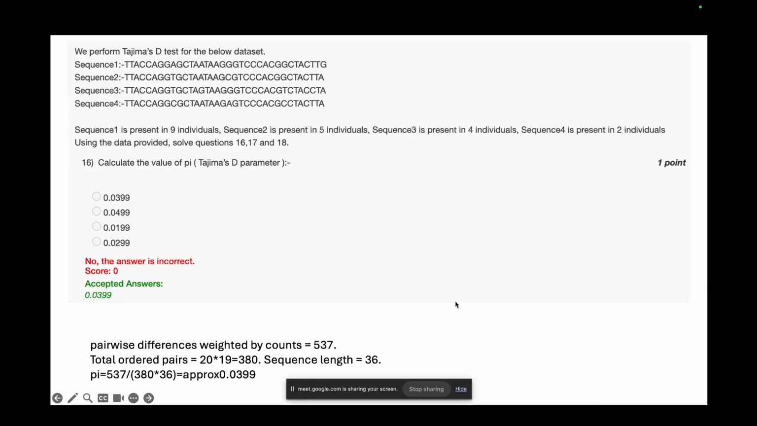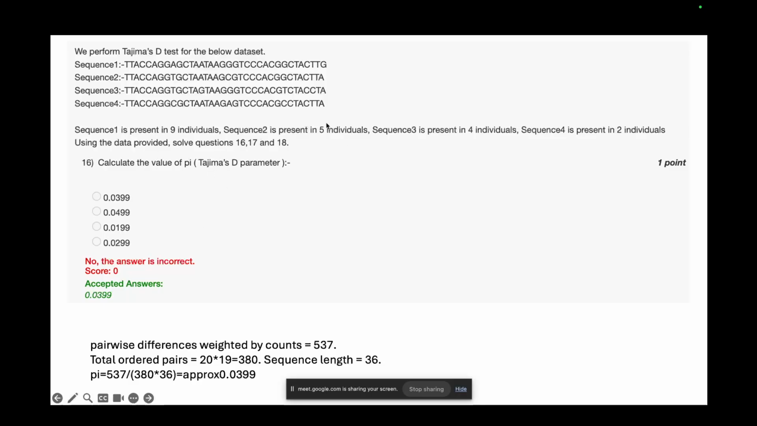Okay. So you have these four sequences. If you do pairwise differences between these individuals, you have to calculate the differences between sequences: sequence one versus two, three, four, sequence two versus one, three, four, sequence three versus one, two, four, and four versus three, two, one. So you have to find the total number of differences, and then weigh it by the total number of individuals. So sequence one versus two, three, four, you multiply by nine.